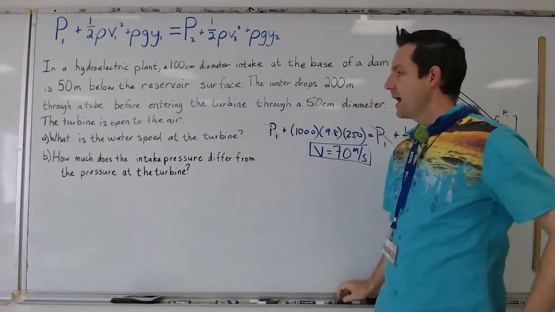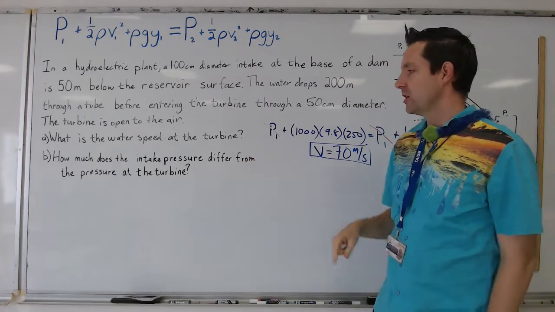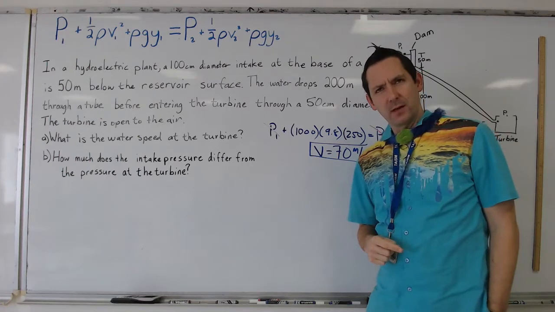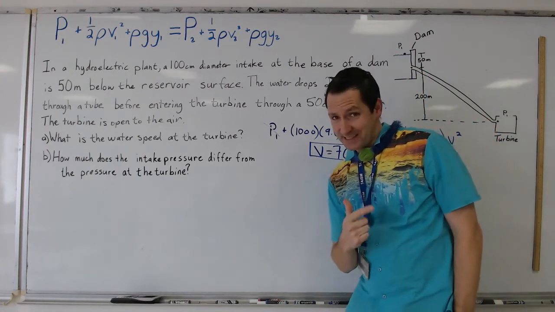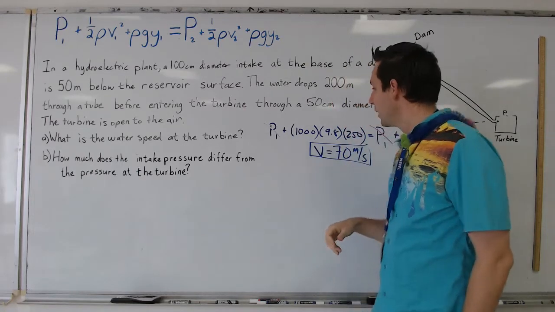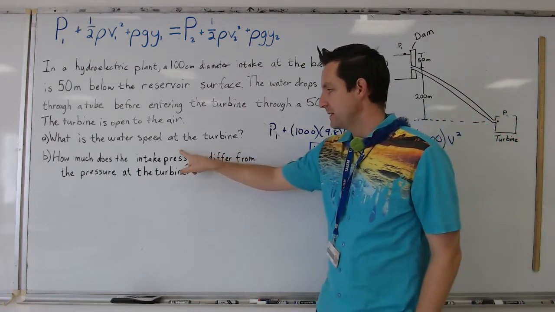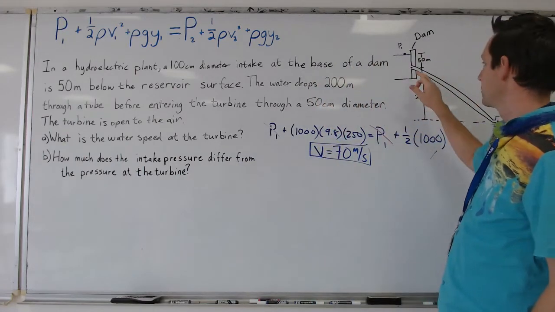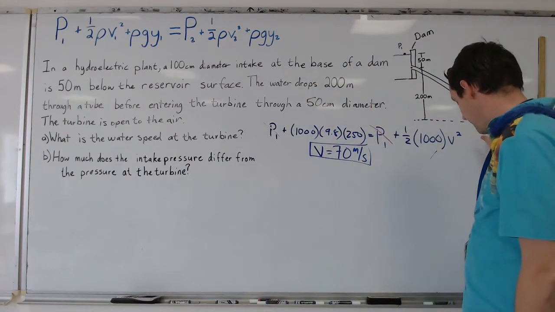Part B says, how much does the intake pressure differ from the pressure at the turbine? How much does it differ? What does that sound like to you? Relative pressure, right? It's asking about the relative pressure between the intake and the pressure at the turbine. So we need the relative pressure between this point and that point over there.